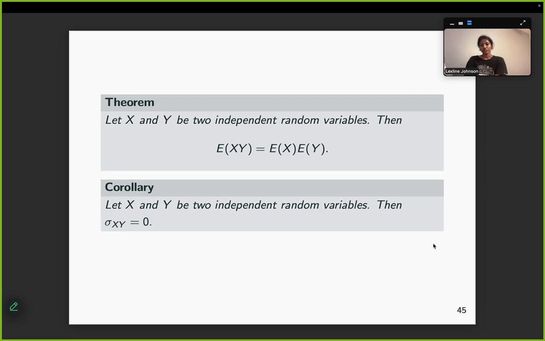Okay, and then another theorem is if x and y are two independent random variables, then the expected value of xy is equal to the expected value of x times the expected value of y. And you might be thinking, wait a second, in one of our previous formulas, we said that these were different. This is only true if they are independent random variables and they have no relationship between each other, because in that case our covariance is equal to 0.